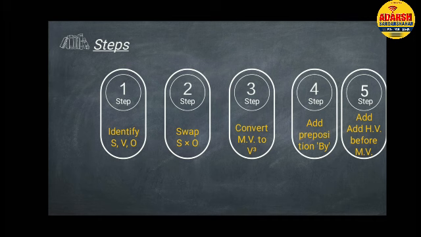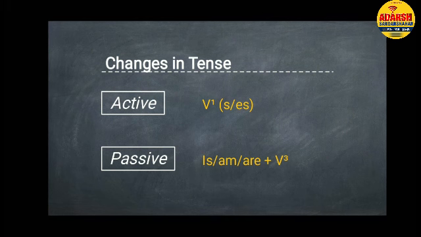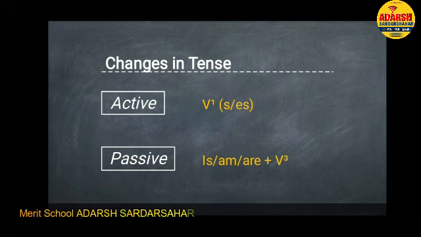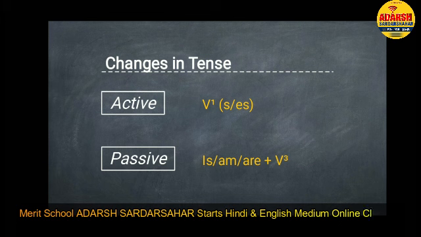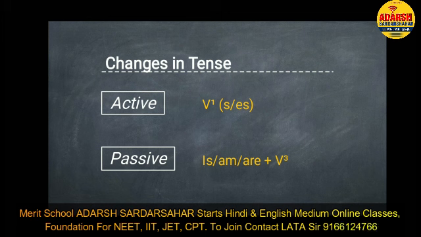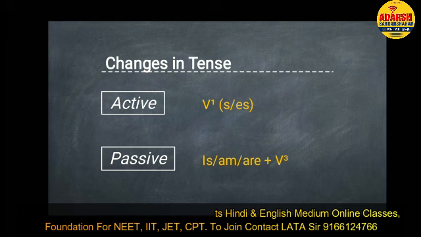To clear doubts related to our fifth step of helping verb, we are going to discuss it in this video. So let's check the helping verb of present simple. In active, it is verb's first form or s or es. If subject is singular, then our main verb comes with s or es, or if subject is plural, then our main verb comes as verb's first form. Okay, and in passive, helping verb is is/am/are plus verb's third form.